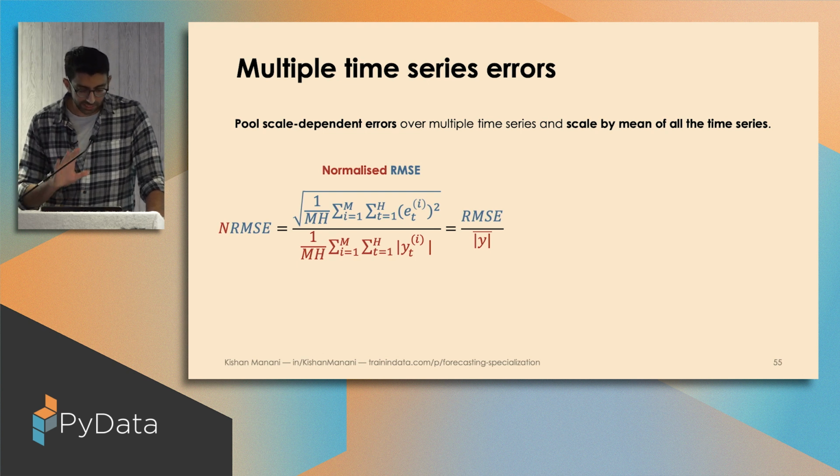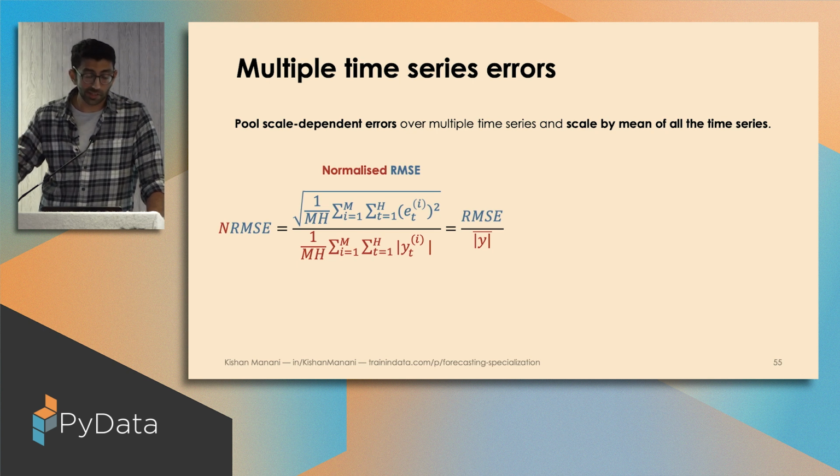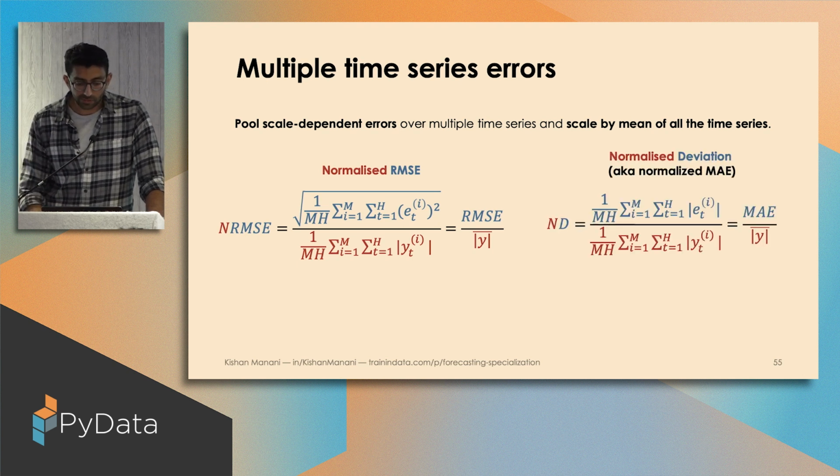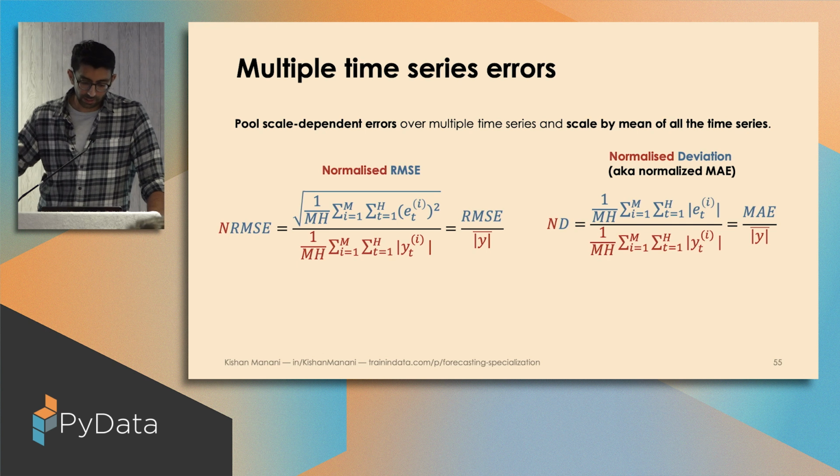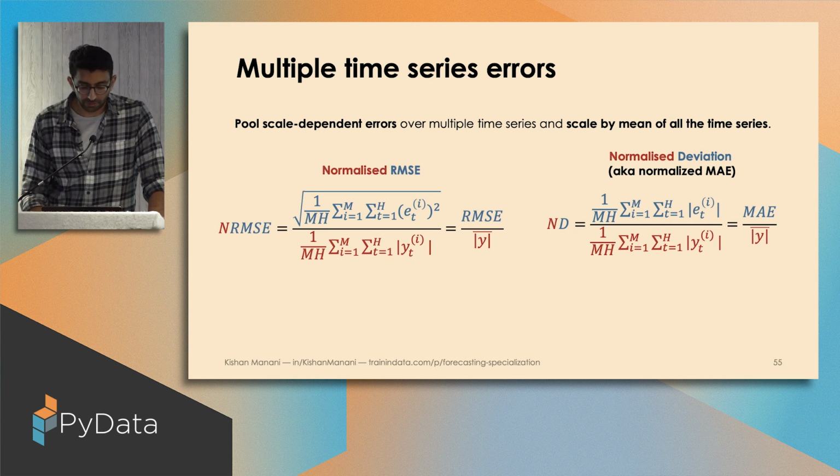So it looks intimidating, but it's not. All you've done is pool all your errors to compute the root mean squared error across multiple time series, and then you divide by the average value of your time series in your forecasting horizon. The equivalent for the mean absolute error has a different name. I'm not sure why. It's called the normalized deviation, but it's essentially the same thing. The mean absolute error in the forecast horizon pooled over your entire data set divided by the average of the time series. And that gives us all the properties we want.